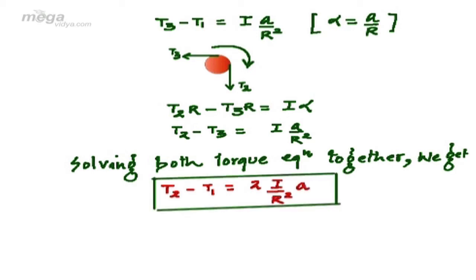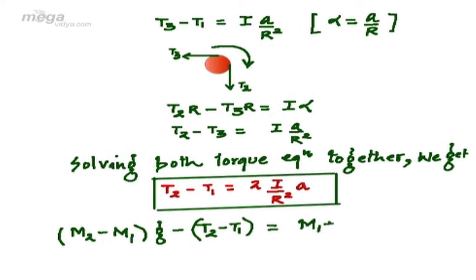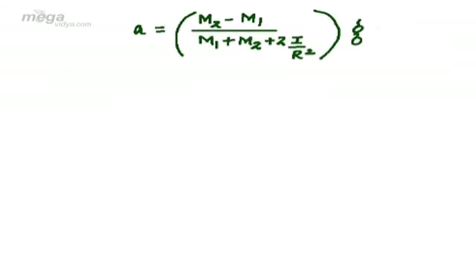Putting the value of the torque equation in the cluster equation, the equation was (m2 minus m1) whole g minus (T2 minus T1) equal to (m1 plus m2) whole a. Putting the value of T2 minus T1 from the above equation, we will get the resultant acceleration on solving, and this will be the required acceleration.